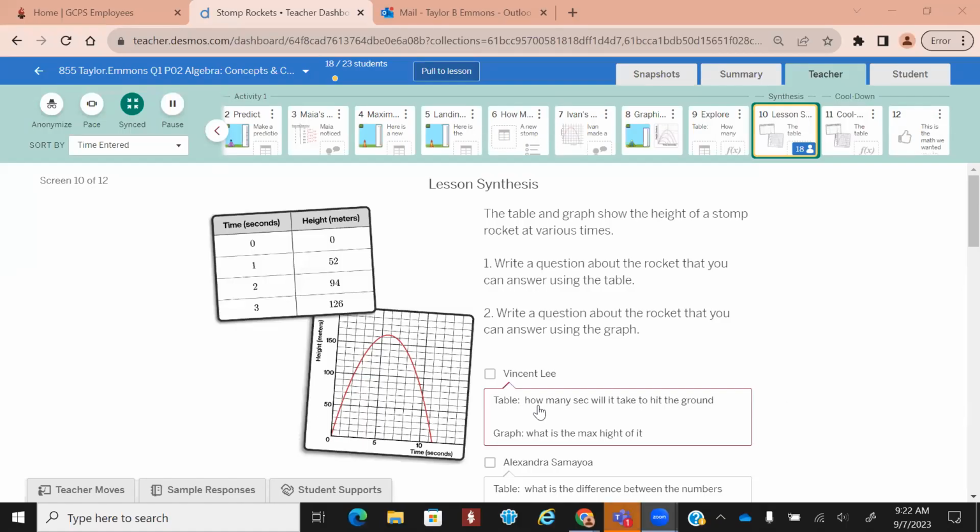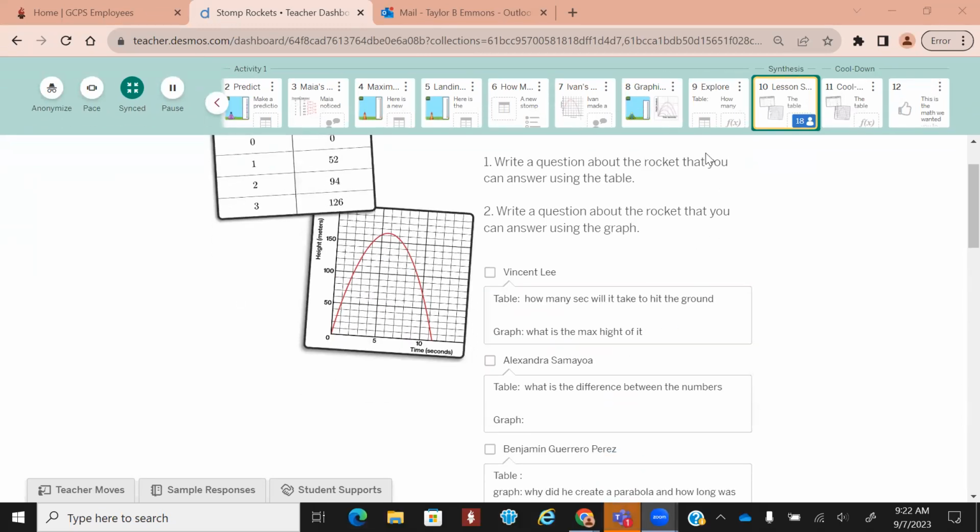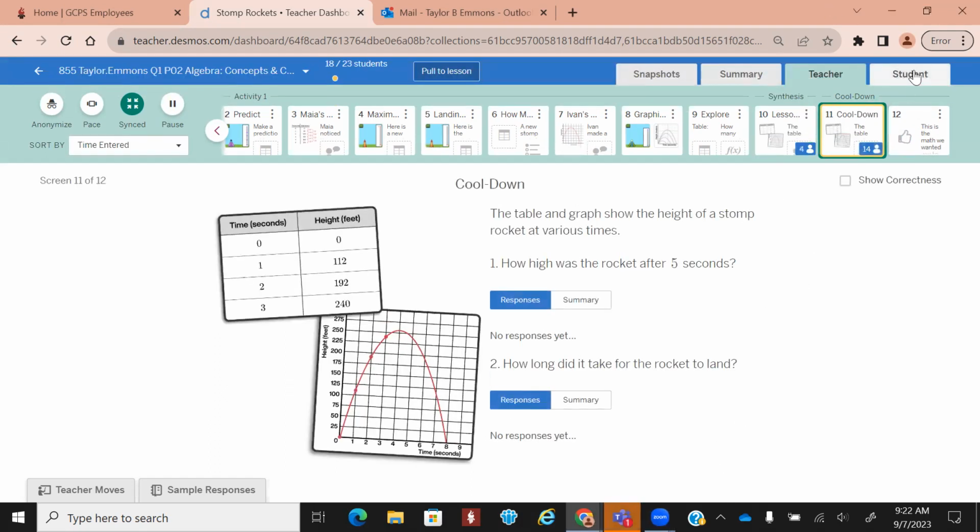Okay, somebody said, how many seconds will it take to hit the ground, with the table? Somebody said, what is the maximum height of it, for the graph? Okay, cool. All right, slide 11.